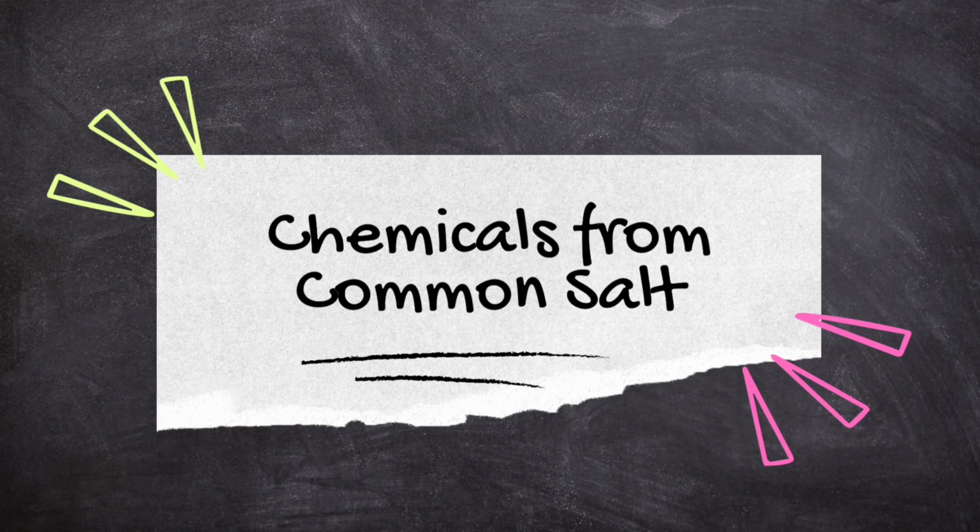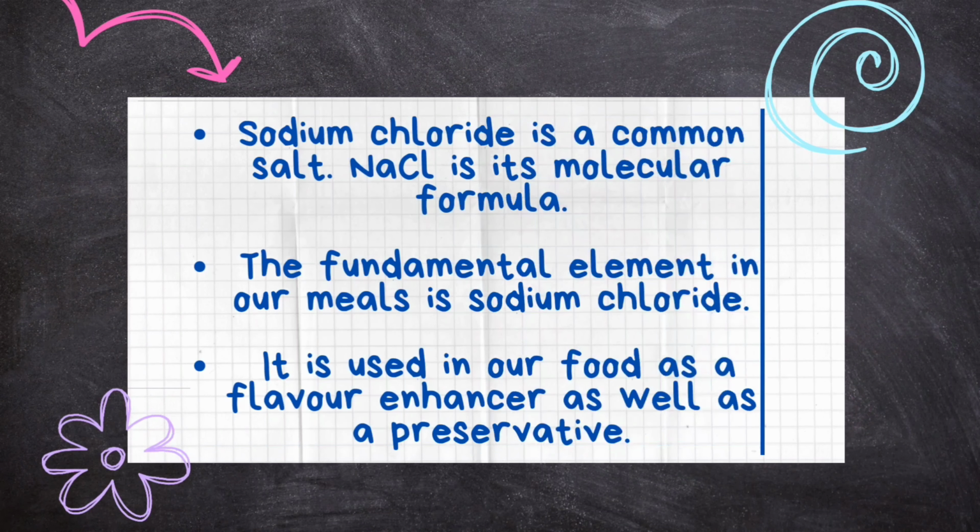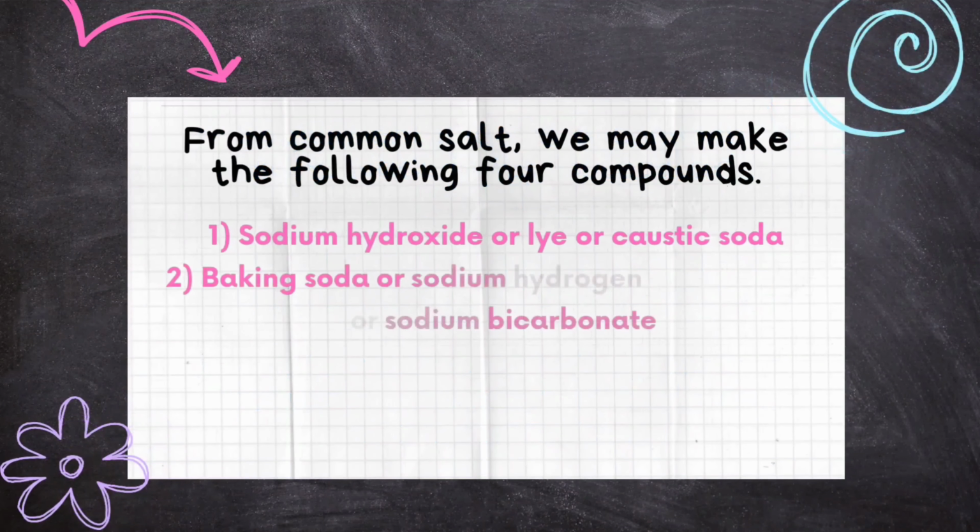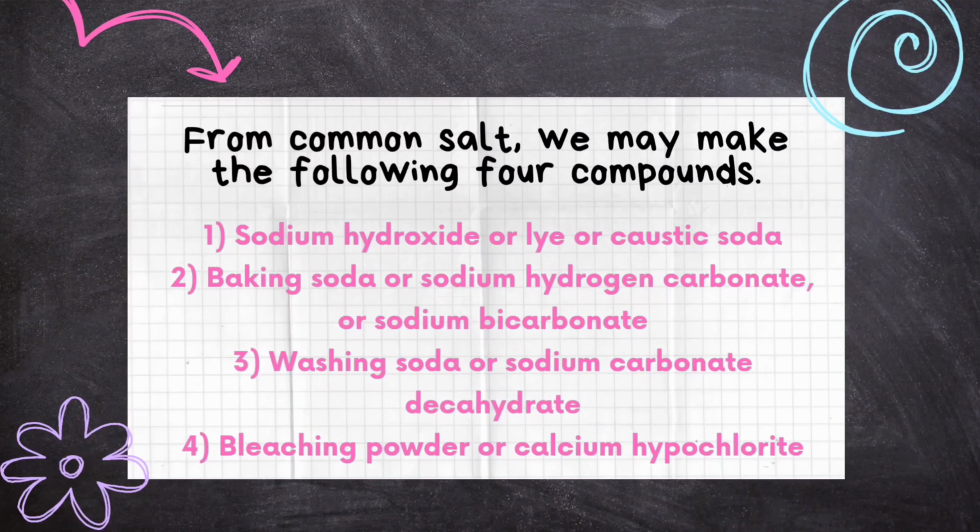Chemicals from common salt. Sodium chloride is a common salt. NaCl is its molecular formula. The fundamental element in our meals is sodium chloride. It is used in our food as a flavor enhancer as well as a preservative. From common salt, we may make the following 4 compounds.